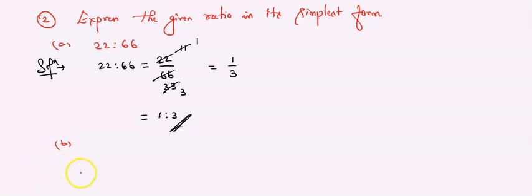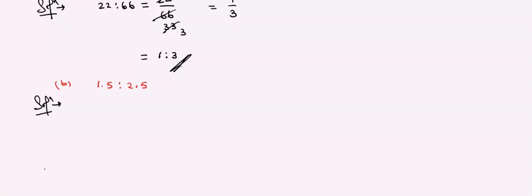Next option, 1.5 is to 2.5. How can we convert this 1.5 is to 2.5? Very simple. Again, it's in the form of A is to B. A is to B can also be written as A by B, right? Similarly, 1.5 is to 2.5 can also be written as 1.5 by 2.5.